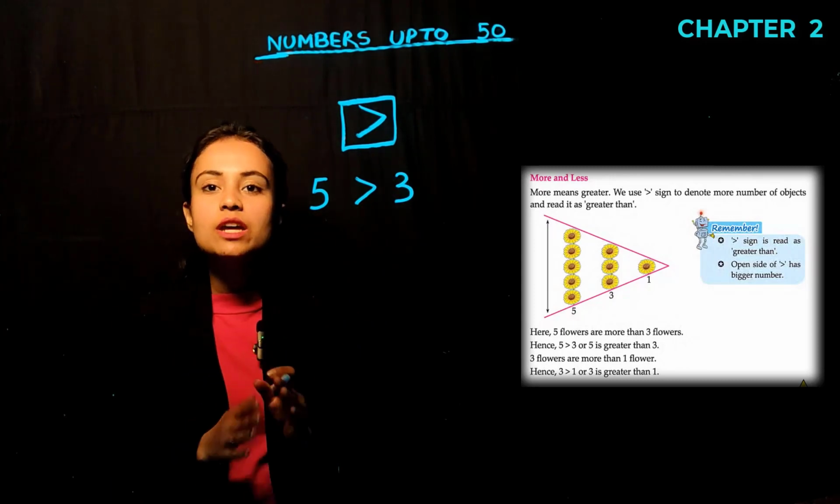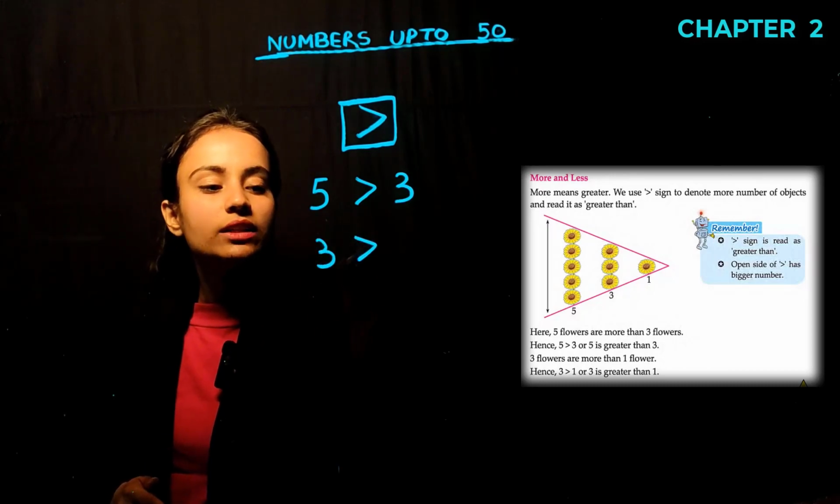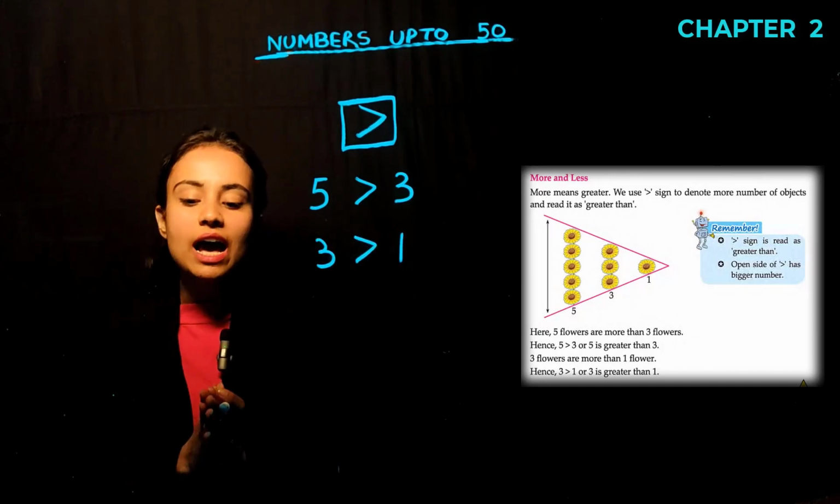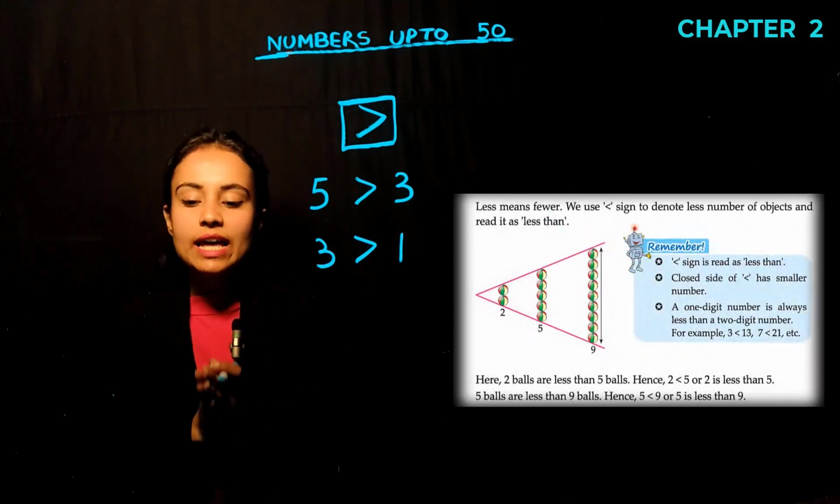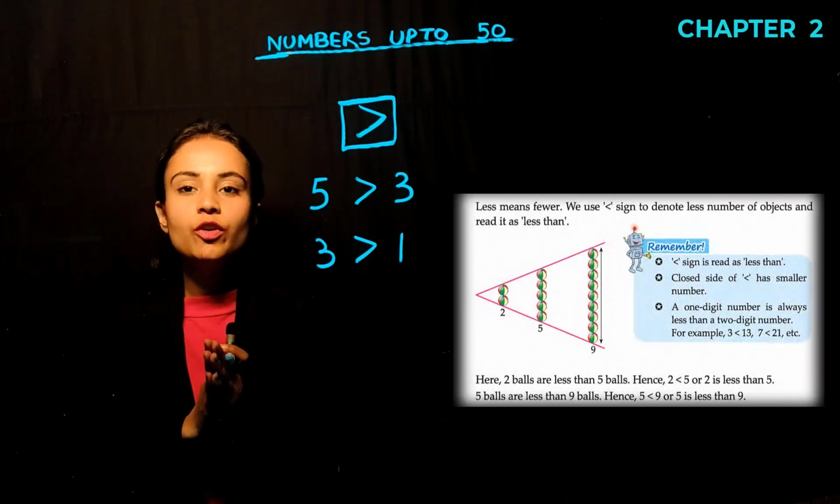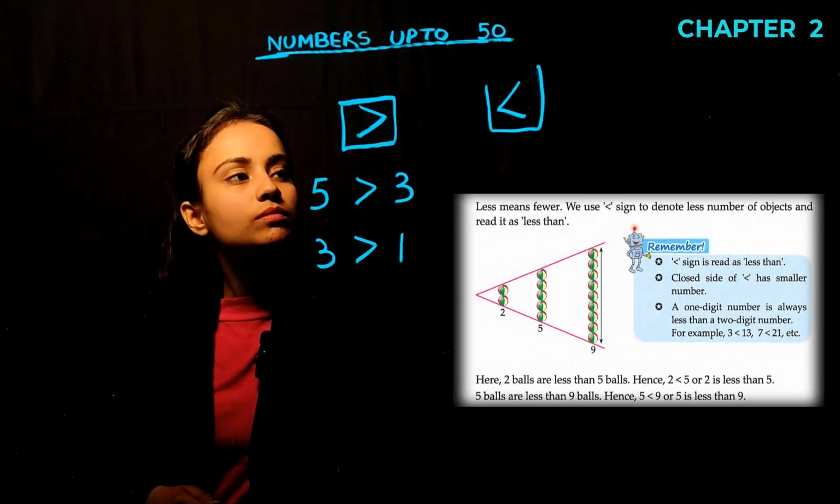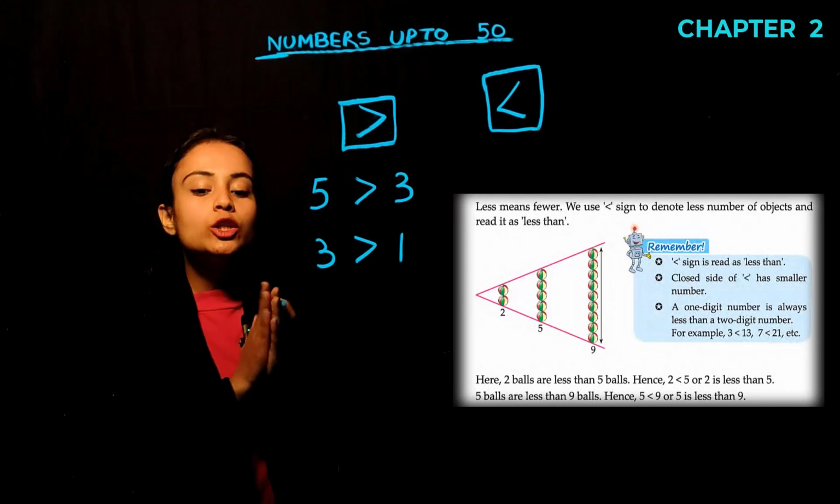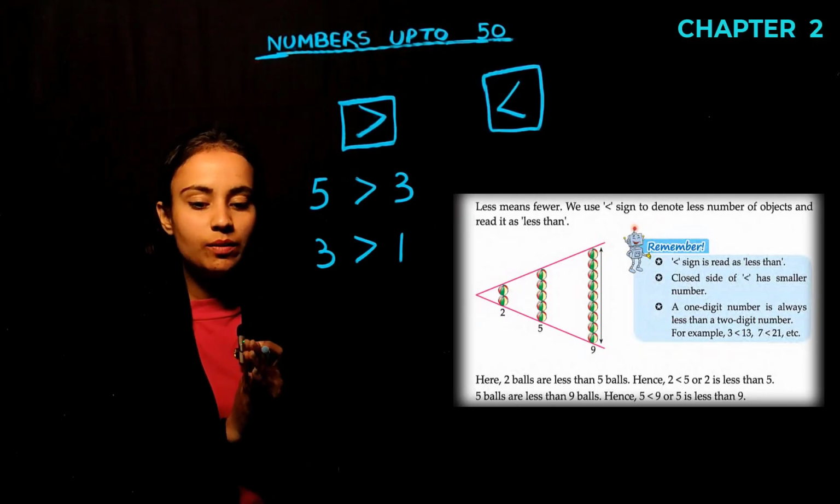Similarly, 3 flowers are more than 1 flower. Hence we write 3 greater than 1 and read it as 3 is greater than 1. Now next is less, which means fewer. For less, we use this sign like this to denote less number of objects and read it as less than.